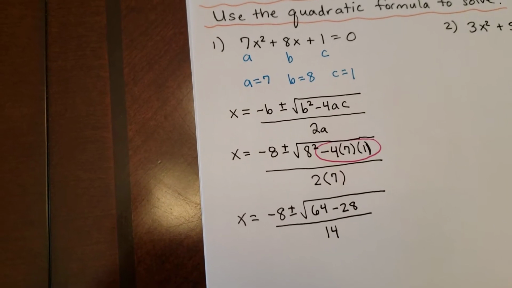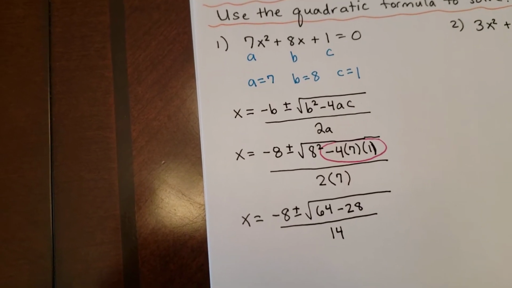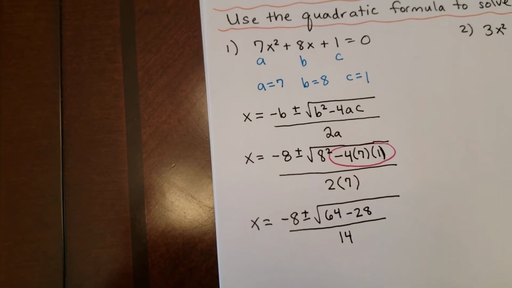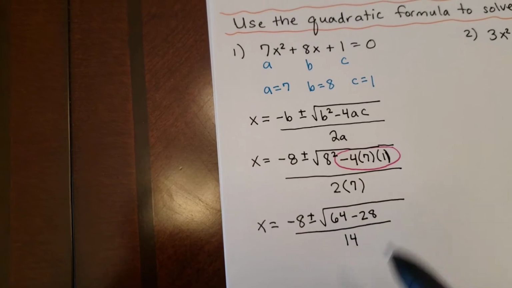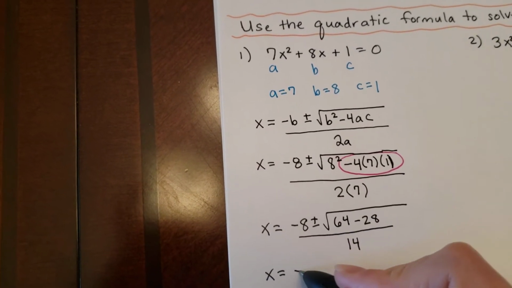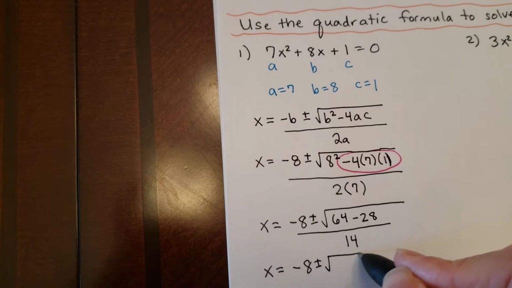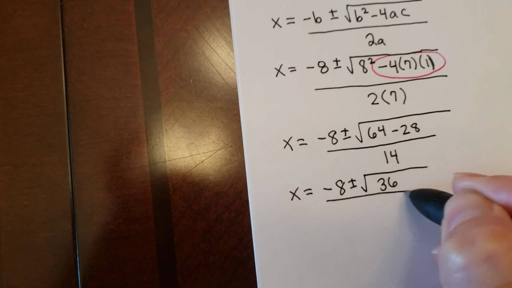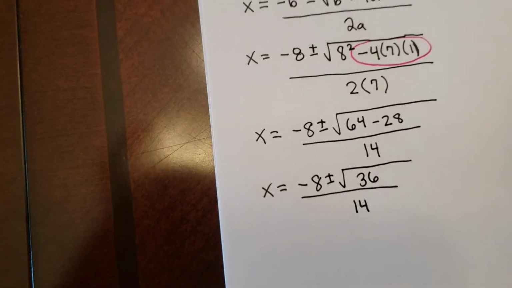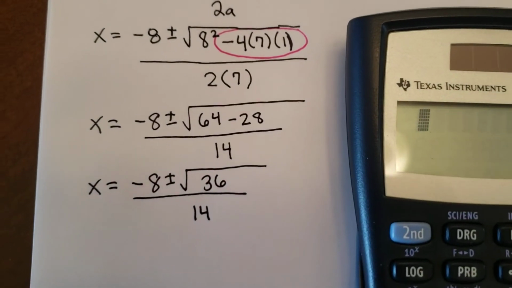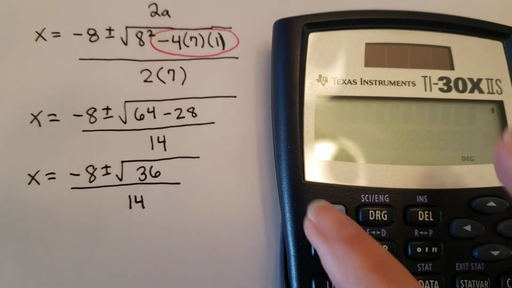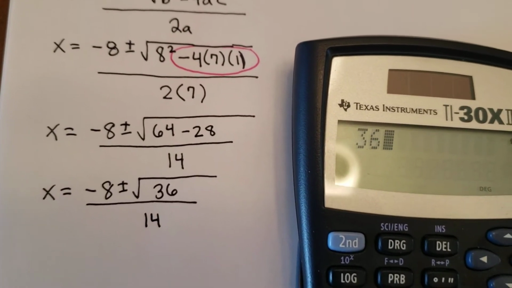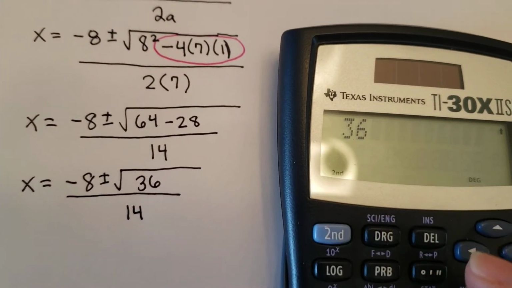And then we still have to figure out the quantity that's underneath the radical. So you'll want to put this in your calculator. So don't take the square root yet. So then negative 8 plus or minus 64 minus 28 should give you 36 over 14. Then in your calculator, you want to do the square root of 36. Let's do 36. Sorry, I'm not used to this calculator.